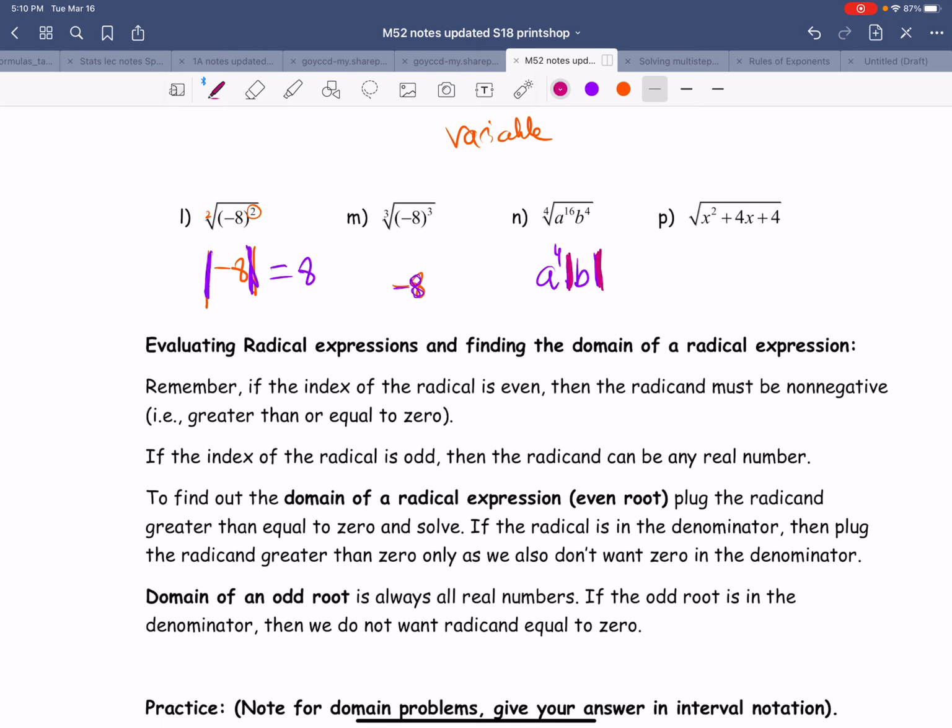Next, for the letter P, this can be written as x plus 2 squared. And 2 divided by 2, let's divide the exponent and the index. X plus 2 comes out. We want to put the bars and make sure it's positive only. In the next video, we'll talk about domain of radical expressions as well as graphing radical functions.